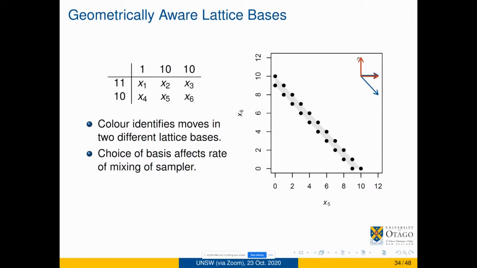Now, if I use the red basis, then it's quite clear that traveling through this polytope is going to be a very slow business. I've got a staircase up and down. On the other hand, if I use the blue moves corresponding to a different lattice basis, I can zoom around the polytope. It's quite clear that the choice of lattice basis is going to affect the mixing rate of the sampler.